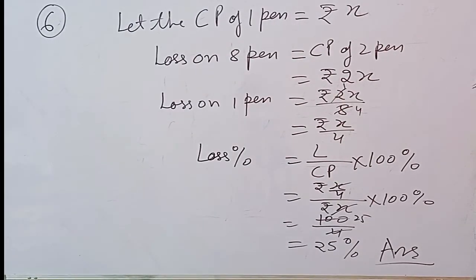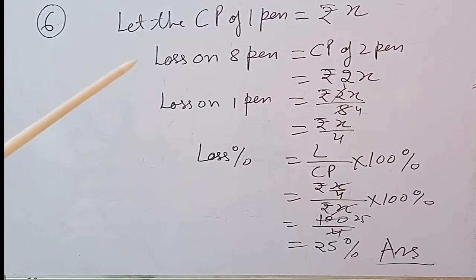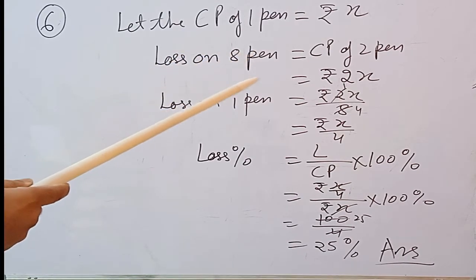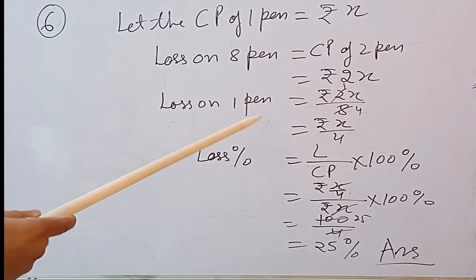Children, I am taking question number 6 of exercise 8C. By selling 8 pens, Shyam loses an amount equal to the cost price of 2 pens. Find his loss percent. So now we are taking the cost price of 1 pen equal to rupees X, and given loss on 8 pens equal to CP of 2 pens, that is rupees 2X. Loss of 1 pen equal to rupees 2X upon 8, that is X upon 4.